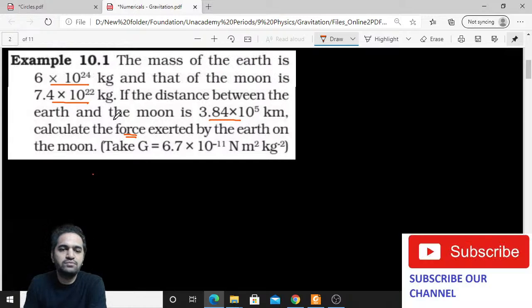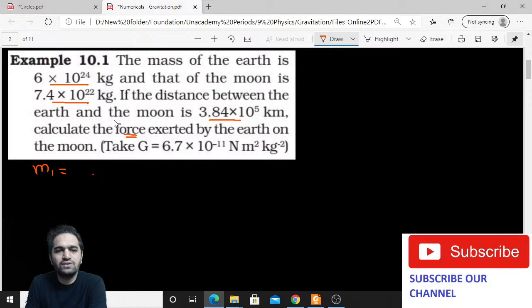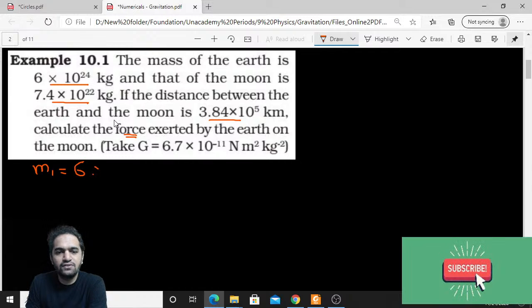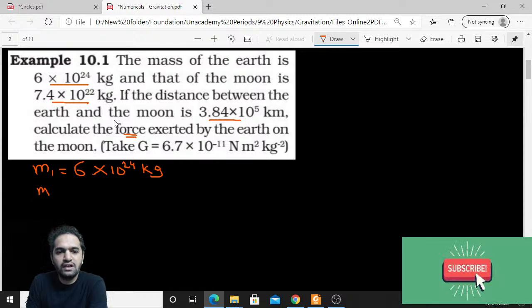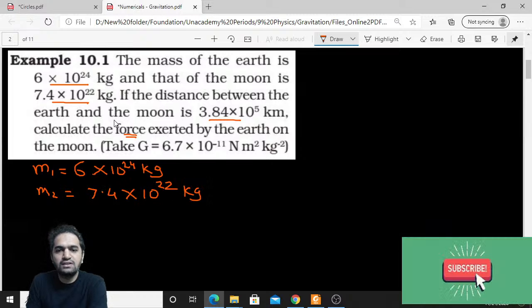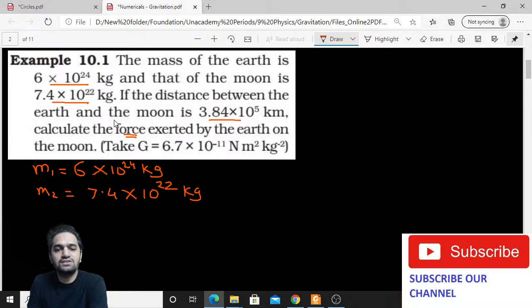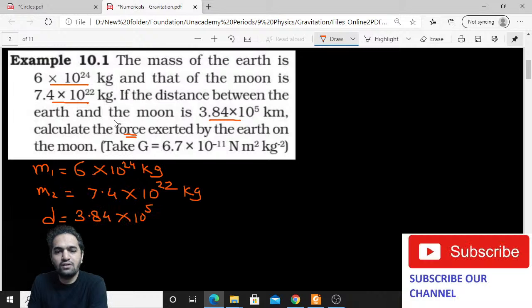Okay, so that is very simple. First we have to write down what is m1. Okay, so what is m1? You can take any one as m1, so you can just write it down as mass of earth, which is 6 into 10 to the power 24 kg, right? So that is what you have written. What about m2? m2 is equal to 7.4 into 10 to the power 22 kg. Then what about this one? This is the distance, right? So this is d. So distance is 3.84 into 10 to the power 5 kilometers.